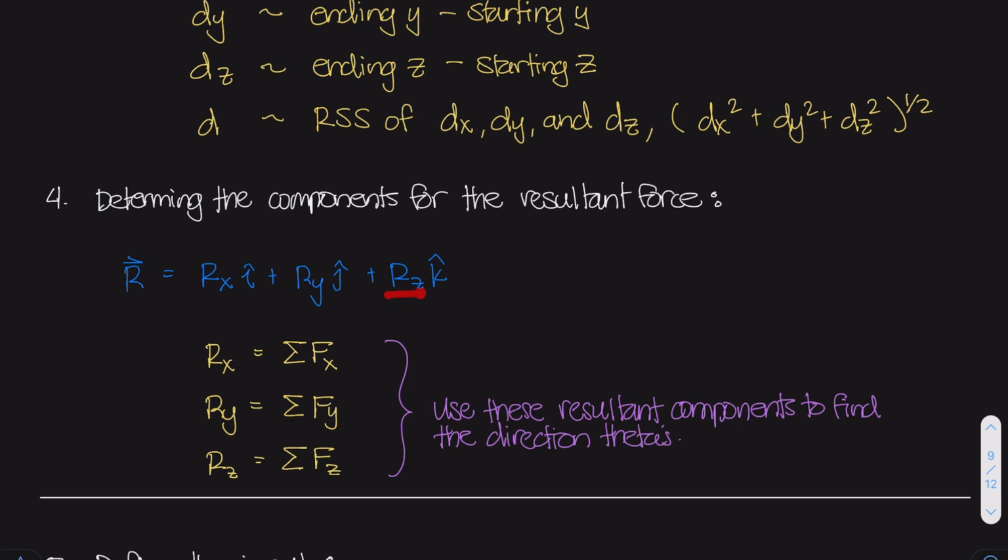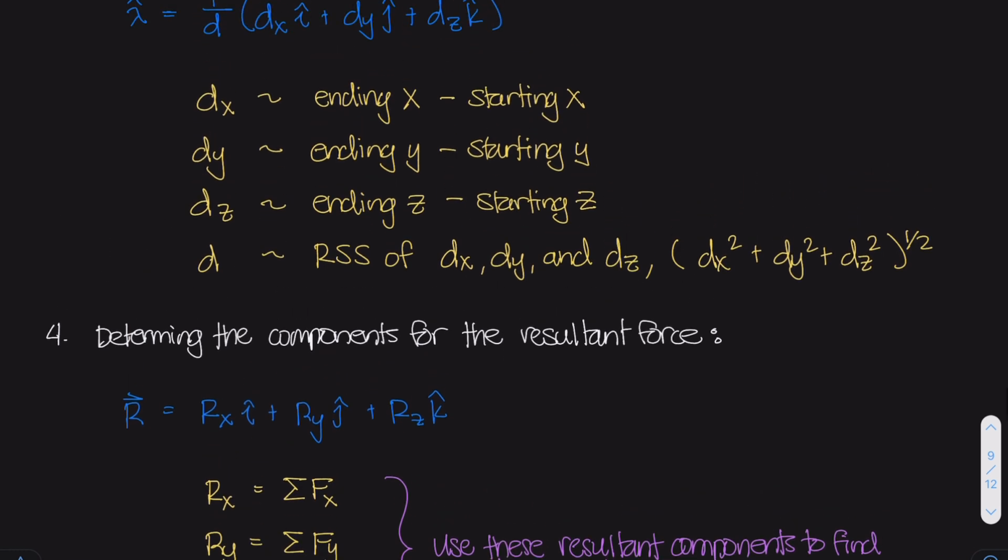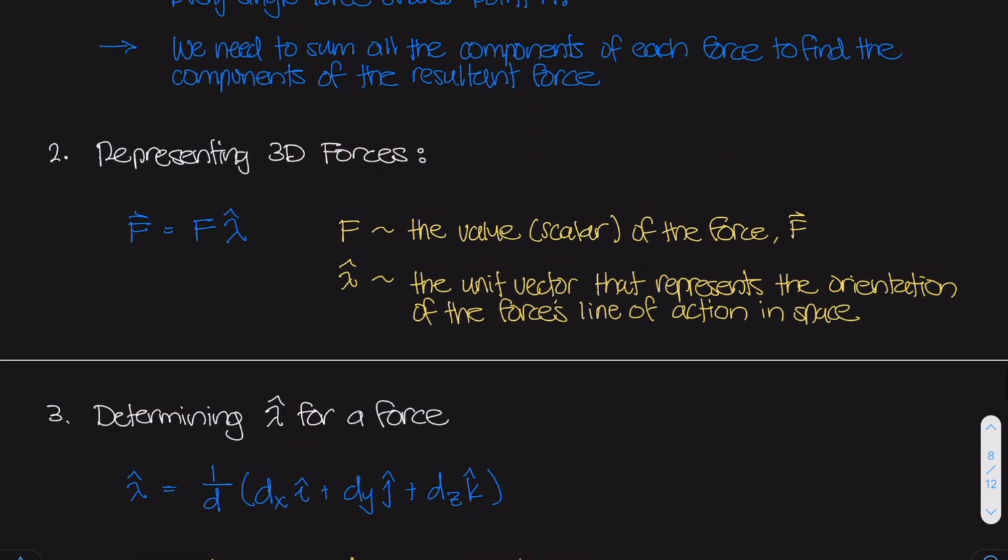So once we've figured out all the 3 components of this resultant force, then we can use those components to figure out the direction thetas, right? And we need to figure out which way this resultant force is oriented, and we can do that with direction thetas and direction cosines. So that's about it for the problem. Hopefully this is not unfamiliar.